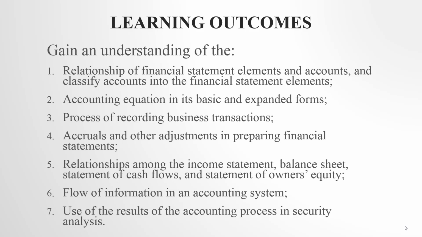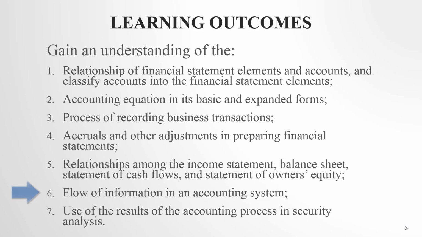There are 7 learning outcomes of this reading. We start by looking at the relationship of financial statement elements and accounts and classify the accounts in the right category of financial statement elements. We then look at the accounting equation. Next, we look at the process of recording business transactions. We then look at accruals and other adjustments necessary for preparing financial statements. Then we look at the relationship among the different financial statements.